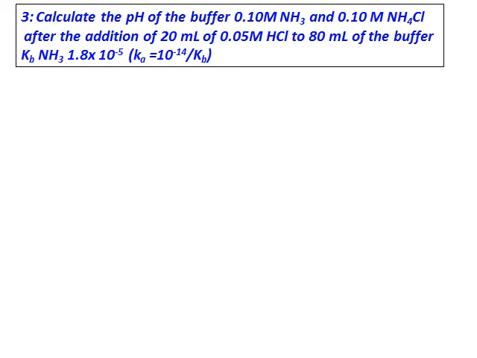Calculate the pH of the buffer, 0.10 molar ammonia and 0.10 molar ammonium chloride, after the addition of 20 milliliter of 0.05 molar HCl to 80 milliliter of the buffer. Kb of ammonia is given.